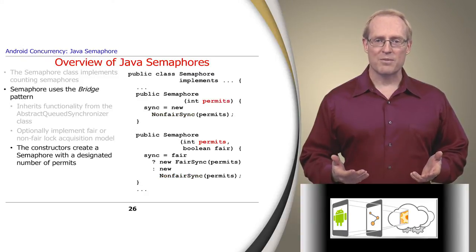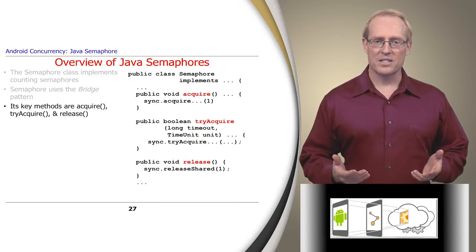Both constructors create a semaphore with a designated number of permits, which set the number of resources that can be acquired before threads block on the semaphore. The key methods in semaphore are acquire, try acquire, and release, which forward to the fair or non-fair implementations selected in the constructors.